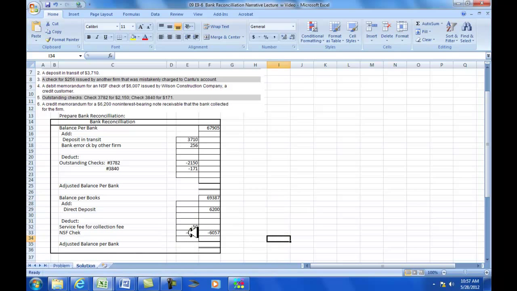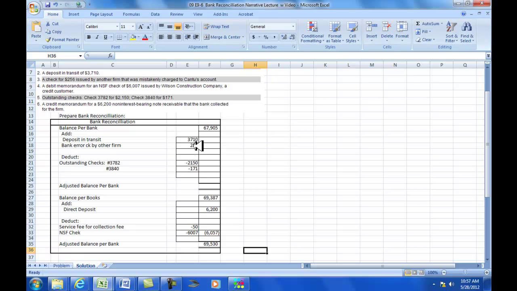Okay, so my total deductions here on our adjusted balance per bank is 6,055. We got an addition of 6,200. We'll get our total here. Go all the way up, grab the total amount. So we've got an adjusted balance per bank here of, go ahead and get those commas in there.